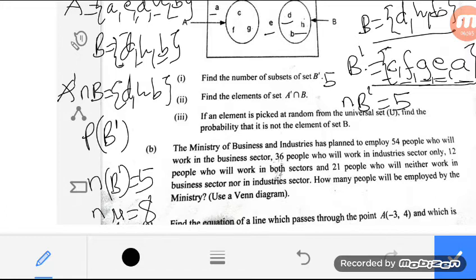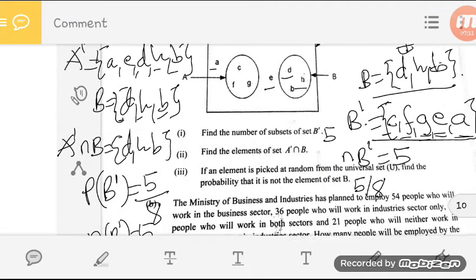So the probability of B complement is equal to the number of B complement, which is 5, divided by the universal set number, which is 8. Now if you calculate that, you'll get your answer. Take 5 over 8. Now that will be the probability of B complement.